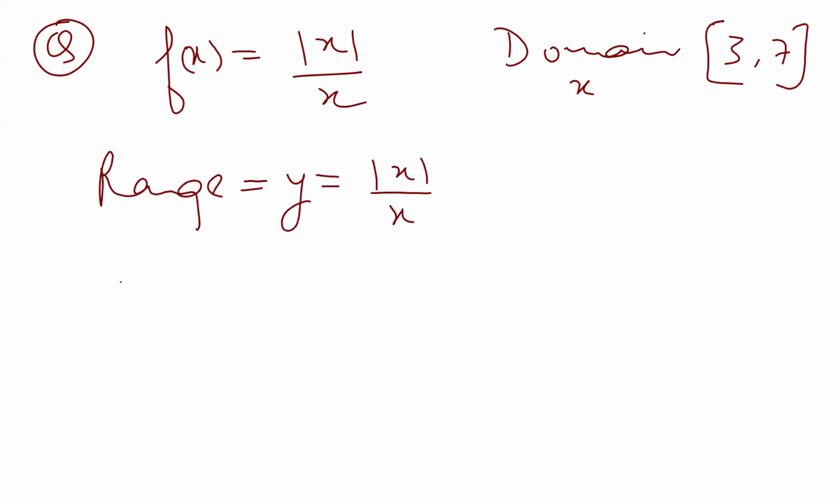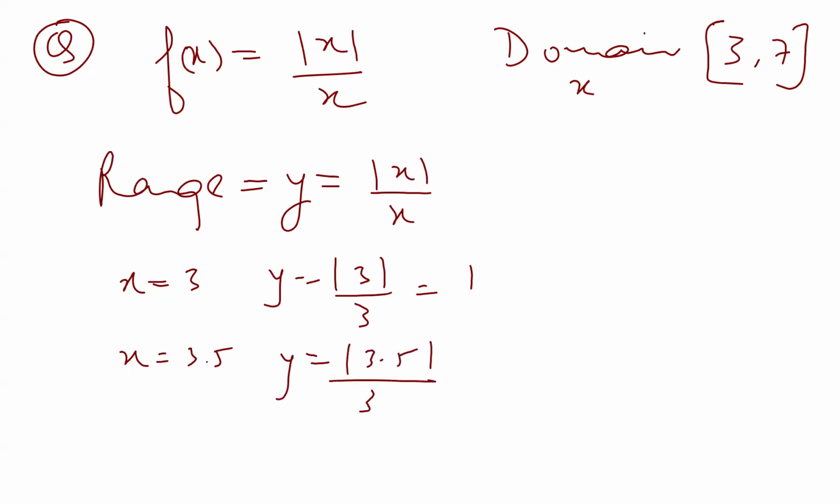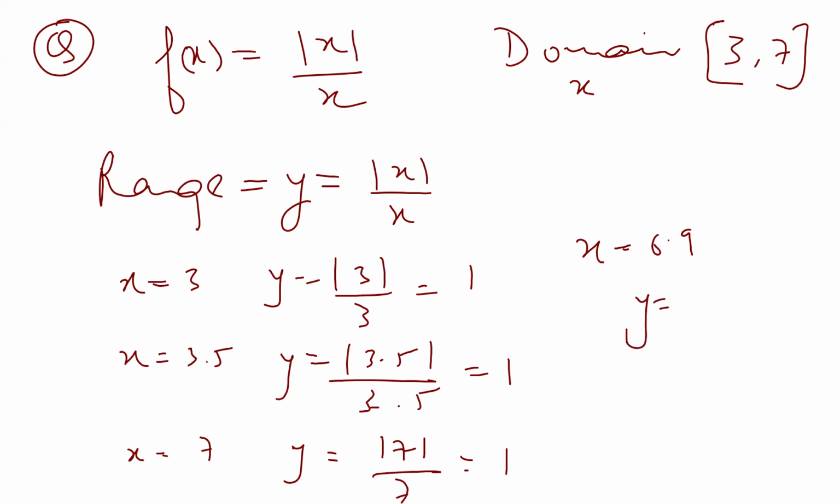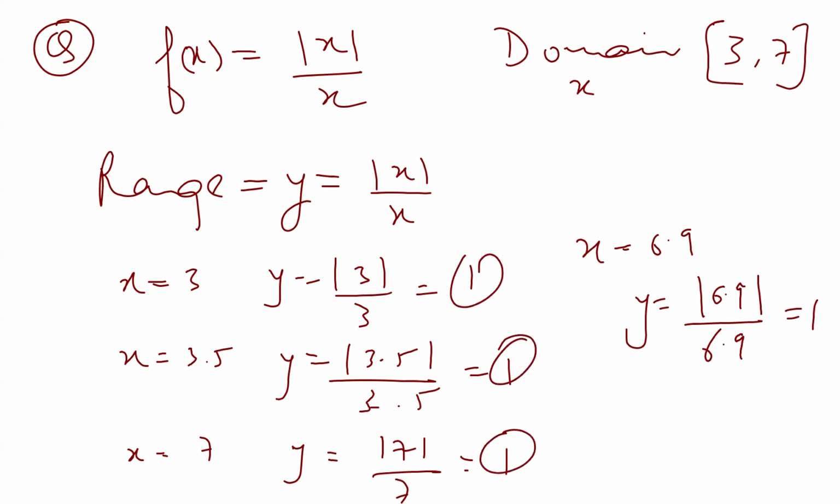Now see, let's take case 1. Let's take x as 3. So y will be modulus of 3 upon 3. If you calculate this, it will be 1. Let's take x as 3.5. So modulus of 3.5 upon 3.5 will be 1. Let's take x as 7. Y will be modulus of 7 upon 7, which is 1. Let's take x as 6.9. Y will be modulus of 6.9 upon 6.9, which is 1. So everywhere the answer is 1. So the range for this problem is y belongs to {1}. Only one object. So that's the final answer.